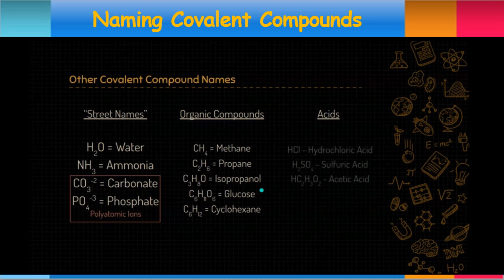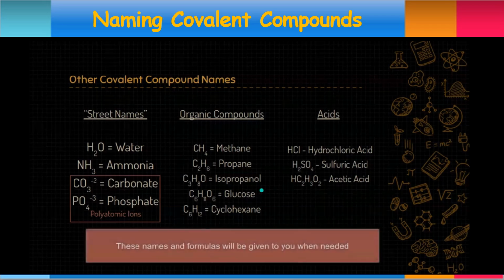The last one is acids. Here's some examples like hydrochloric acid, sulfuric acid, and acetic acid. These are all acids that start with hydrogen and are just combinations of hydrogen and multiple different nonmetal elements. These acids are covalent compounds themselves, but they have their own specialized names and their own specialized naming system. By the way, these names and formulas will be given to you when needed. These aren't the things you need to memorize. Stick with those simple binary covalent compounds where you use the prefix and you'll be fine. These ones will be given to you when you need them.